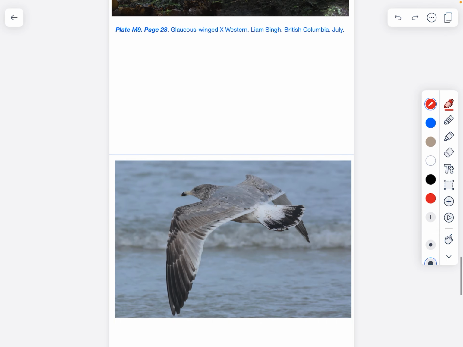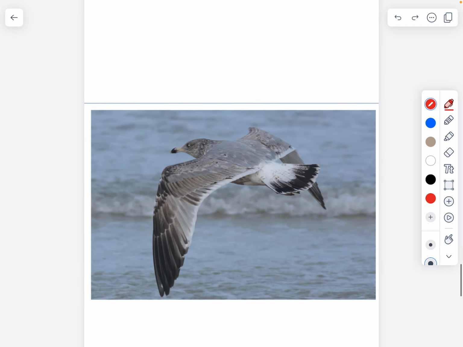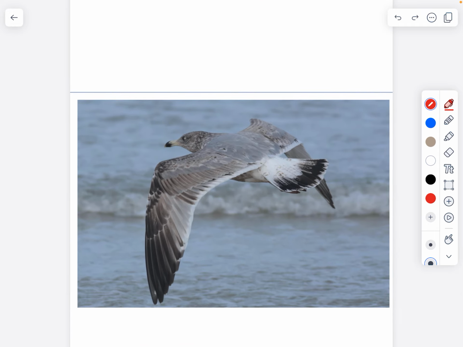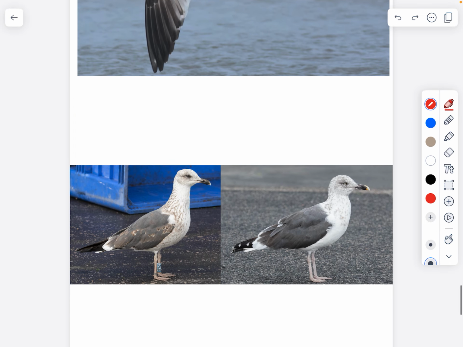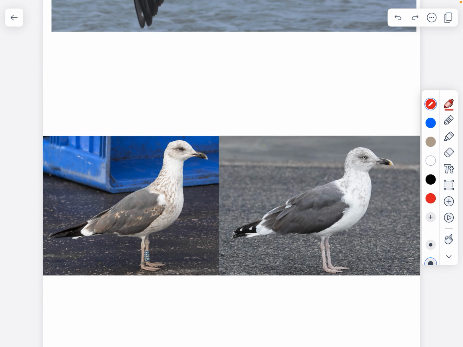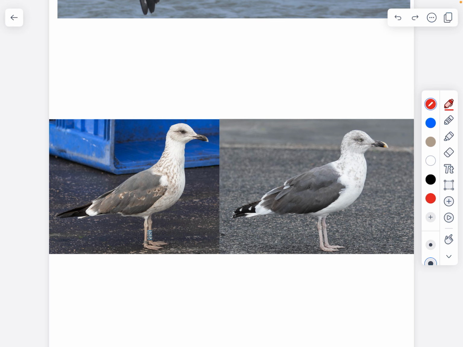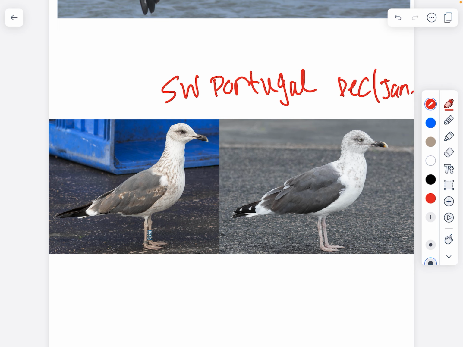I do want to save this bird as a quiz at the end, so we'll come back and circle to this to close out the video. But right now, let's look at a couple of lesser blackback gulls. And the question is, second cycle or third cycle, what are our thoughts on aging these two? Give you some context. I photographed these birds in southwest Portugal, and it would be late December, January.